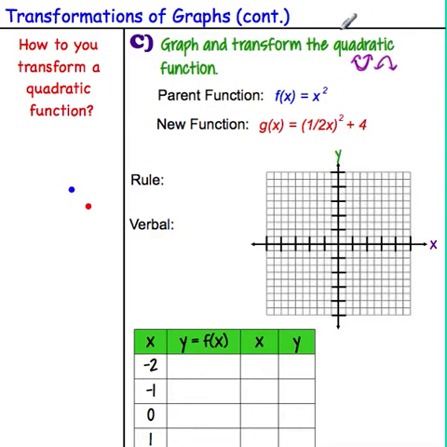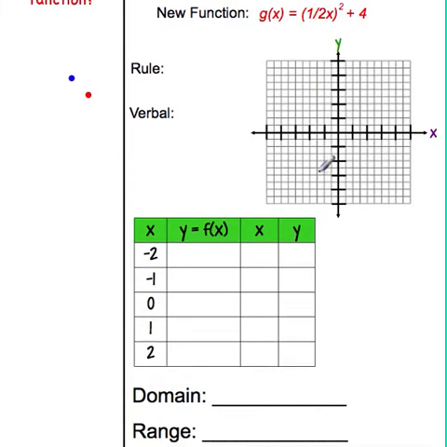And as you can see, we're back to our -2, -1, 0, 1, and 2. And so start with filling this out. -2 squared is 4. -1 squared is 1. 0 squared is 0. 1 squared is 1. And 2 squared is 4.